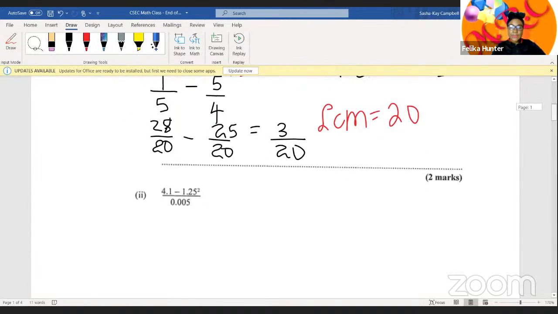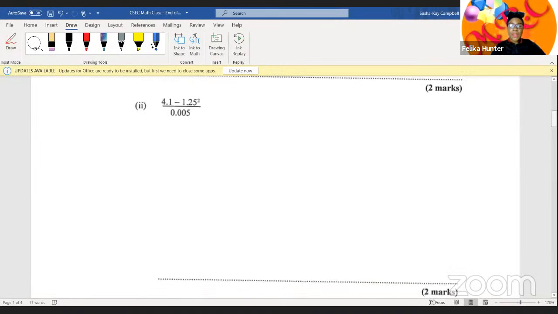And coming down to the next question here, it is 4.1 minus 1.25 squared, divided by 0.05. All right, and what we're going to do is the numerator first, and then we're going to divide that result by the denominator.